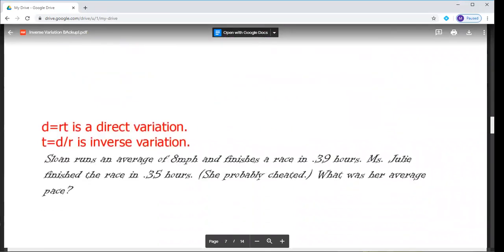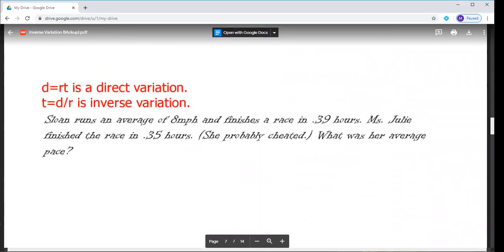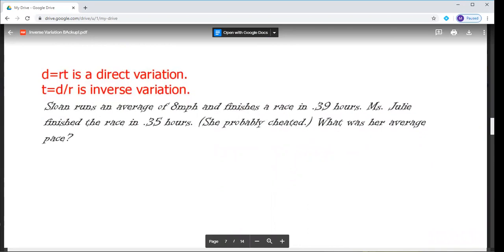All right. Here we have word problems. Distance equals rate times time, the DIRT equation, d equals r times t, it's direct variation. However, if you're going to solve for time, what you're getting is t equals distance divided by rate. So it's inverse variation if the first one is direct variation. So let's try this. We'll probably need some calculators here.